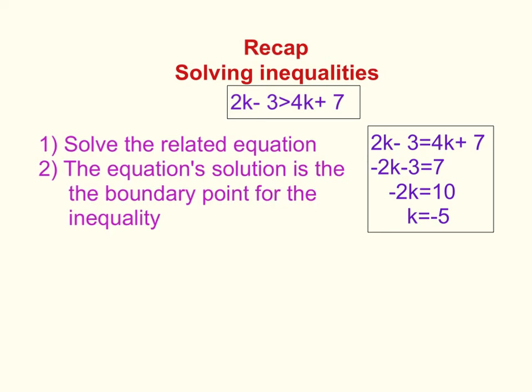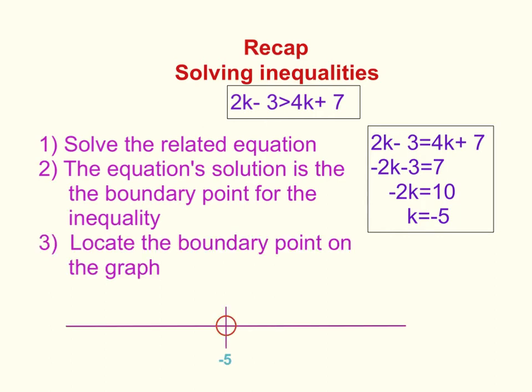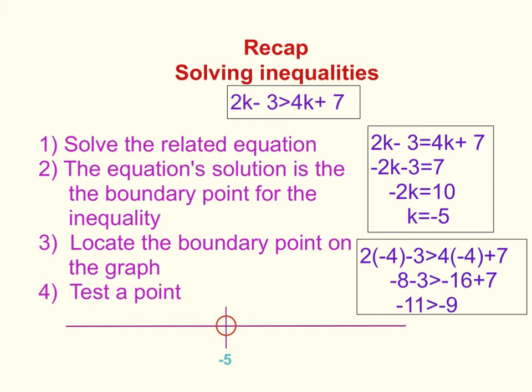Now, that equation solution is the boundary point for my inequality. So I locate the boundary point on my graph, and then I test a point. I'm either going to test a point to the left of my boundary point negative 5, or I'm going to test a point to the right of my boundary point negative 5. I'm going to choose a point to the right of my boundary point, negative 4, and so I substitute negative 4 in and see if I get a true or a false inequality. Negative 11 is not greater than negative 9, so that's false.